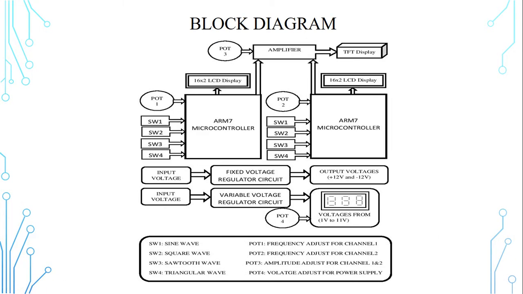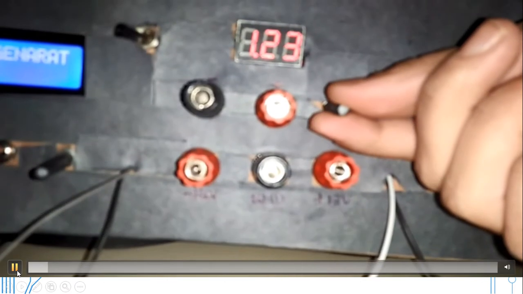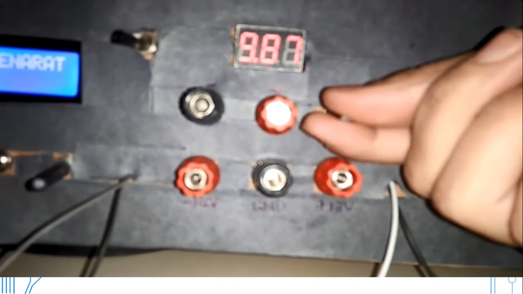Block diagram. Block diagram consists of ARM7 microcontroller, fixed voltage regulator, variable voltage regulator. ARM7 microcontroller generates waveforms. Fixed voltage regulator generates output voltages of +12 and -12. Variable voltage regulator generates voltages from 1 volt to 11 volts, from 1.24 volts to 10.6 volts. LM317 is used to generate the variable output voltages. The variable output voltages are the necessary input voltages for conducting an analog experiment in analog electronics lab.